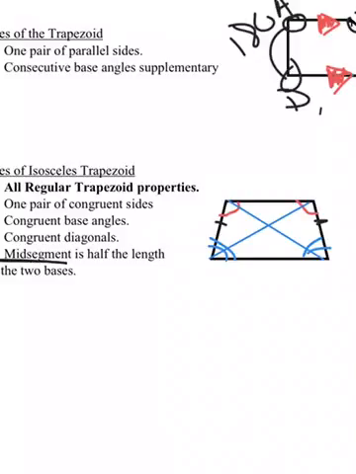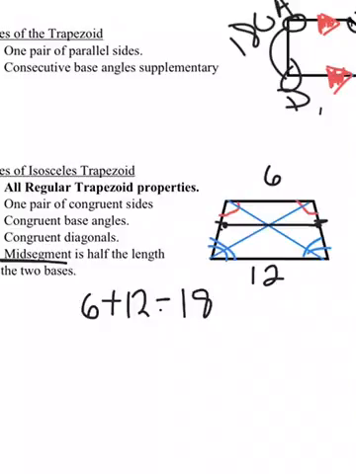And then we don't talk about this much, and it may not even be a problem on the test, but the mid-segment is half the length of the two bases. If you draw a segment, because the mid-segment goes from the midpoint to the opposite midpoint, that length, whatever it may be, should be basically the average of the two bases. So like, let's just say those are 6 and 12. You add 6 and 12, you divide by 2, and that's the length of your mid-segment.